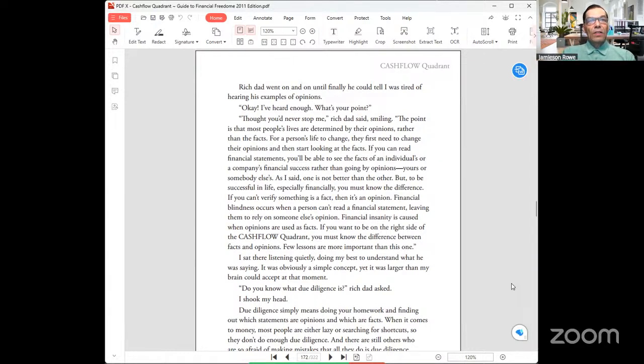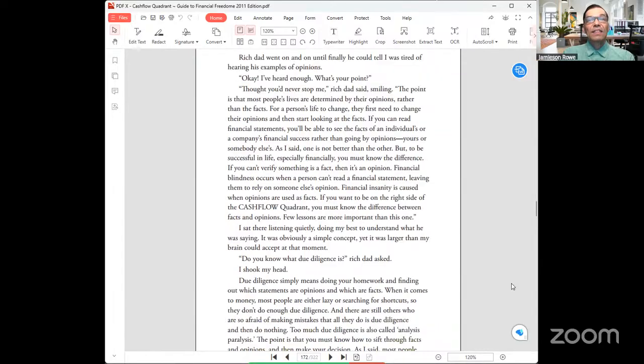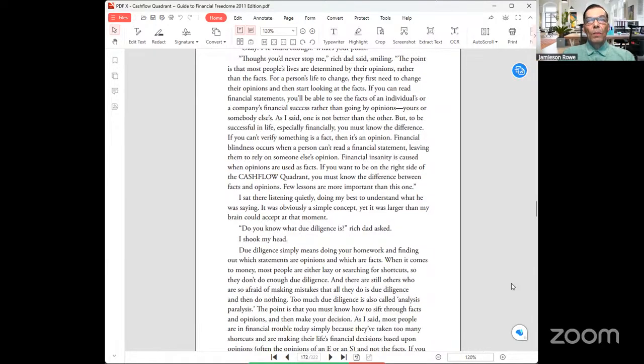Financial blindness occurs when a person can't read financial statements, leaving them to rely upon someone else's opinion. Financial insanity is caused when opinions are used as facts. If you want to be on the right side of the cash flow quadrant, you must know the difference between facts and opinions. Few lessons are more important than this one.